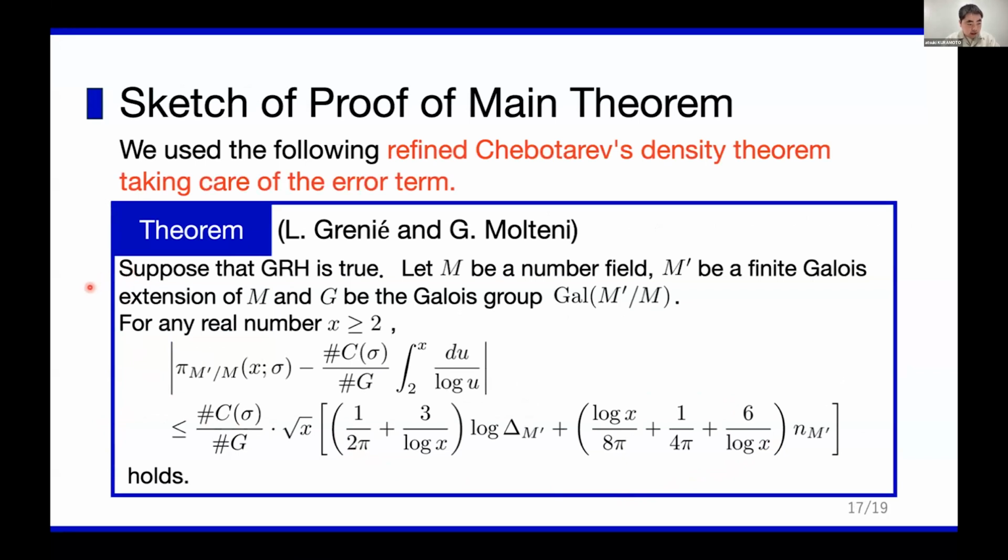In order to analyze the error term, we employed this theorem. Some of you may wonder why the generalized Riemann hypothesis is necessary for the proof. In fact, it is needed to obtain this theorem. In addition, the discriminant of Rédei extensions is necessary for using this theorem. So we calculated the value explicitly with some formulas of discriminants.